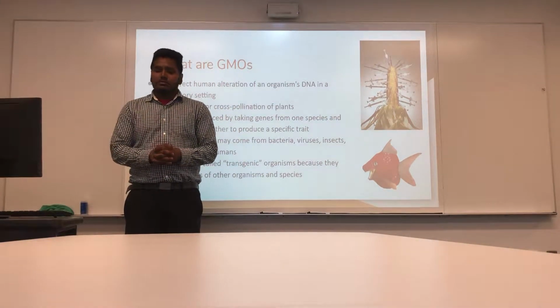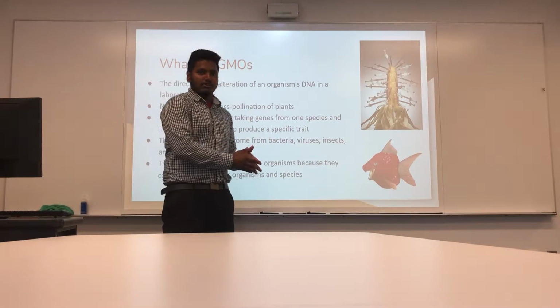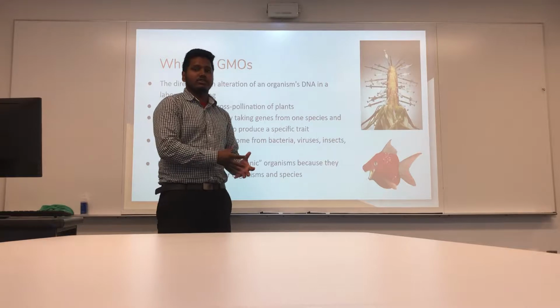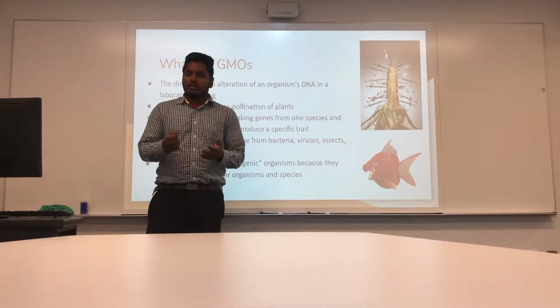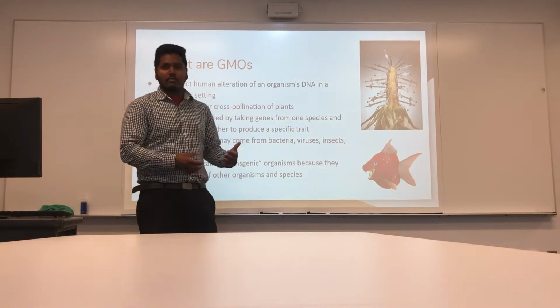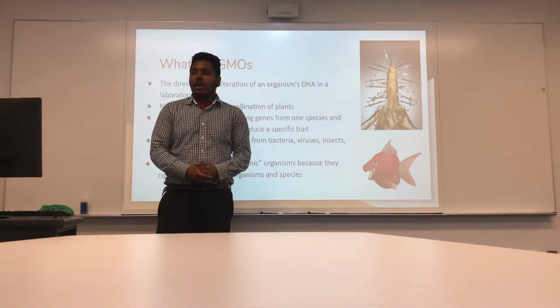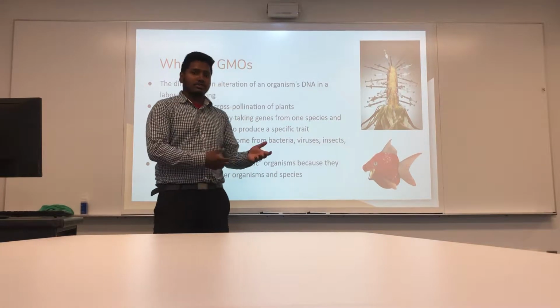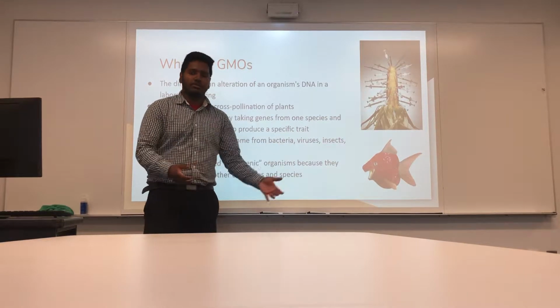And basically, GMOs are created by taking a piece of DNA from one organism, which has the specific trait, and inserting it into another organism. And there are foreign genes. The foreign genes are taken from bacteria, viruses, insects, animals, or even humans. And they're also called transgenic organisms because they have pieces of DNA from other organisms.